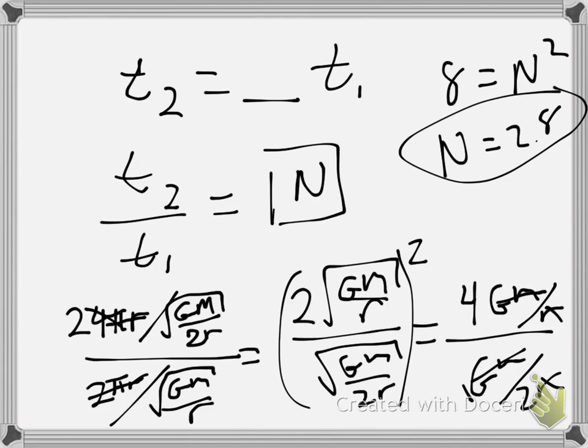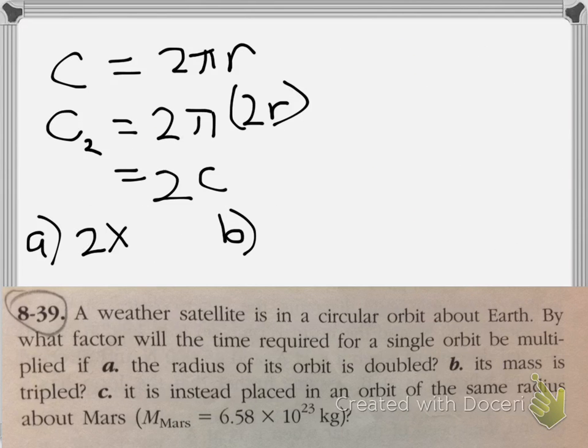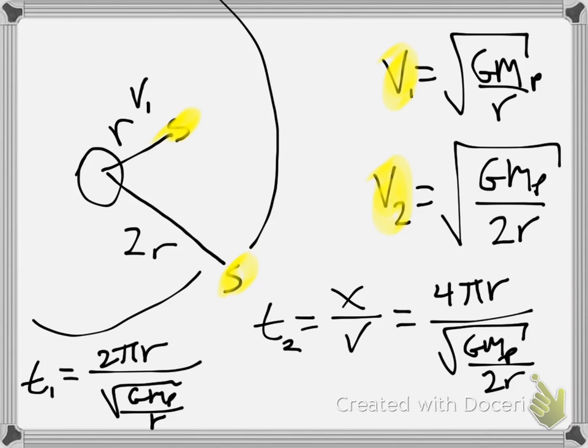Okay, then if we go to the second part, its mass is tripled. Look at that equation, V1. Does that have the mass of the satellite in it? No. So, boom, no effect.